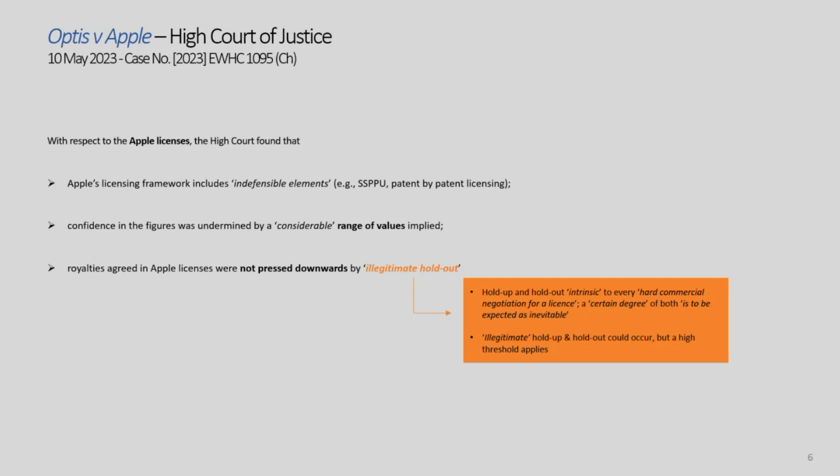But nevertheless, the court accepted that the Apple licenses should be used because it found that although there were some issues, the licenses that Apple had signed were not including royalties that were pressed downwards by illegitimate holdout. So this was an argument of Optis saying you should not use the Apple licenses because they're not representative, they're not FRAND, because holdout is involved there. And the court found that this is not the case by making a distinction, and this is something which the Court of Appeal very much criticized, as we're going to see in a moment.